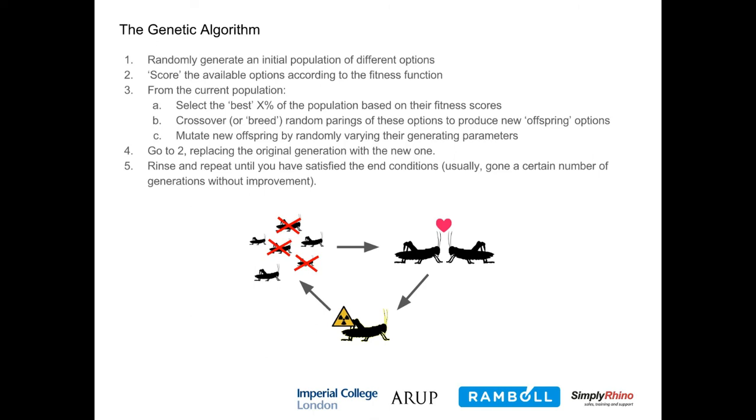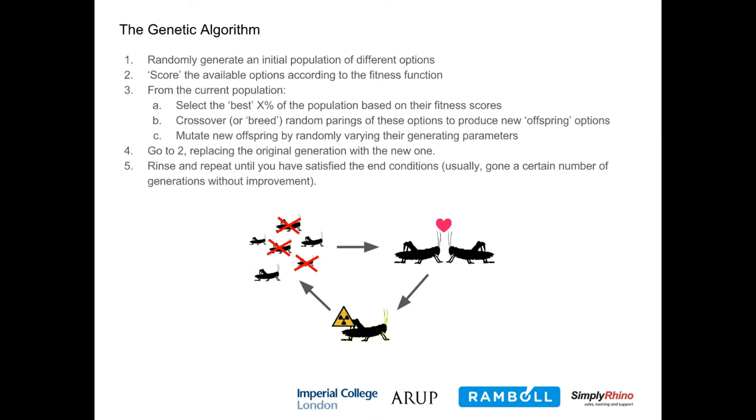So the first thing that it will do is randomly generate an initial population of different options. It'll say, okay, I'll set one set of random slider combinations here and another one like that, and so on and so forth. It'll do that a certain number of times, say 50 or 100.